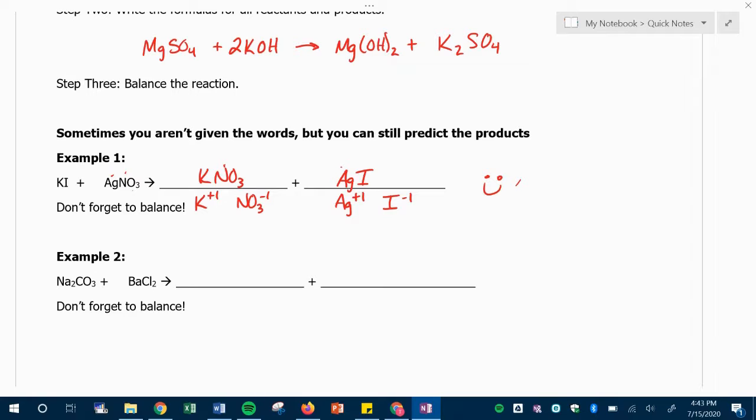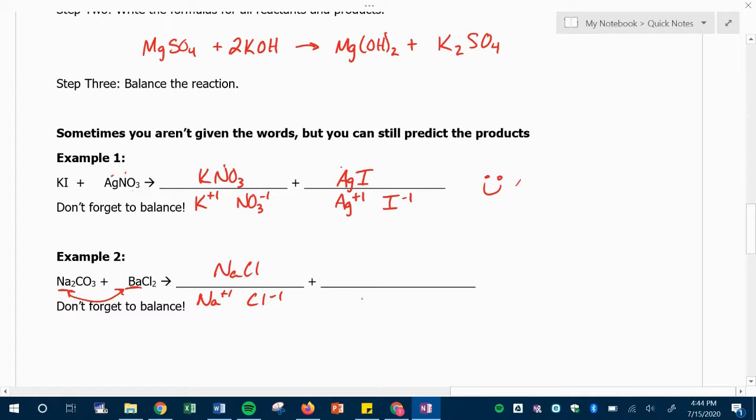So for our last example, we got sodium carbonate plus barium chloride. And so the sodium and the barium are going to switch spots. So that means that our first product would be sodium bonded with chlorine. And so we check some charges. So sodium is Na +1, chlorine is Cl -1. So that means it's just NaCl.